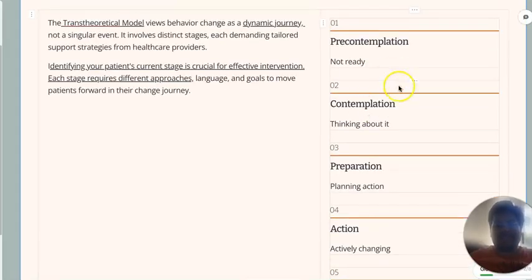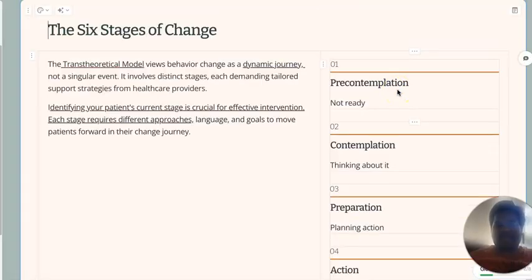So the person who is in the process of changing a certain behavior, let's say quitting smoking here, will be in one of these 6 phases, and we as clinicians identify which phase he is in, and then provide support accordingly. So we always say it is a dynamic journey, because you have to move from one phase to another phase, and it's not a singular event.